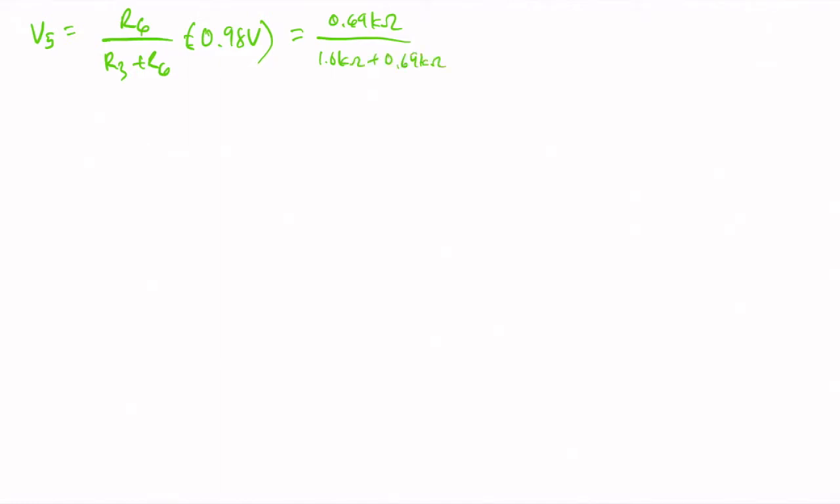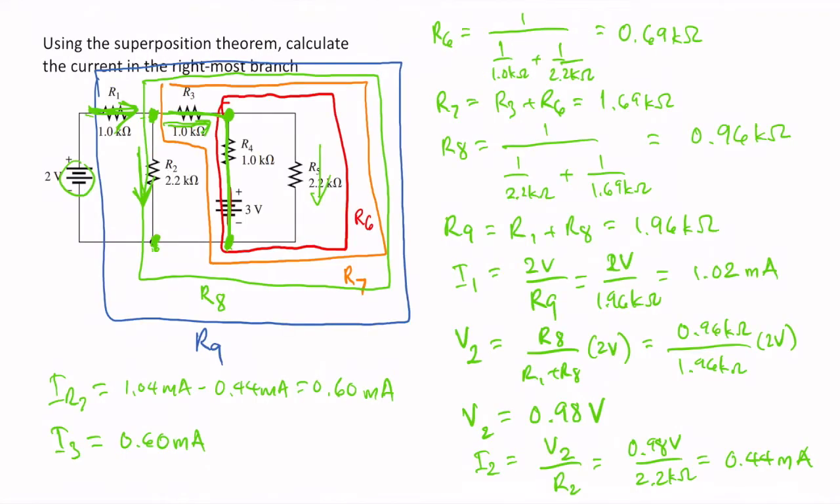So this means that V5 is equal to 0.40 volts. So that means that the voltage across these two junctions is 0.40 volts. Now we can solve for I5 because we know that there's 0.4 volts here.